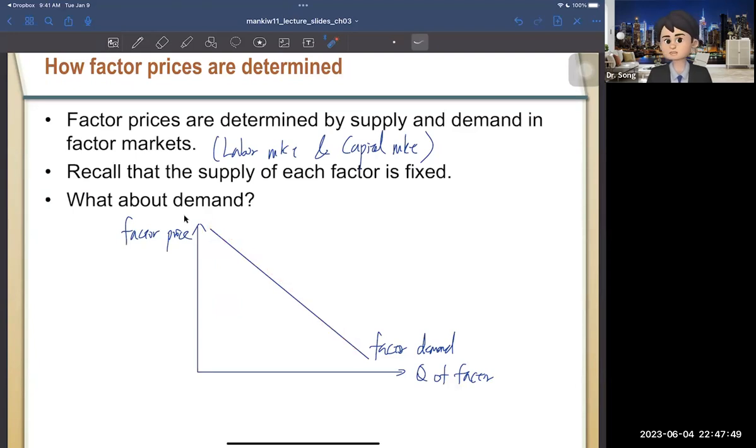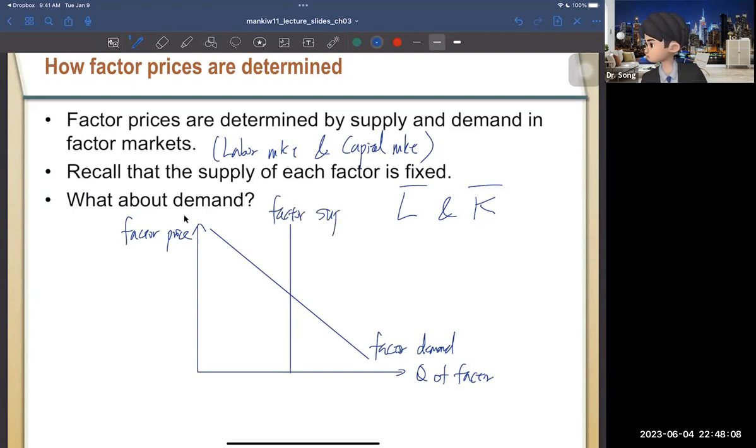But what about the supply? Do we have an upward sloping supply? Yes, but we made an assumption that labor and capital are fixed, right? So this factor supply is vertical by the assumption. Be careful. In general, yes, we can have an upward sloping factor supply, but because of the assumption that we made, labor is fixed and capital is fixed, that's why the factor supply is vertical. Then from there, you can find the equilibrium factor price.